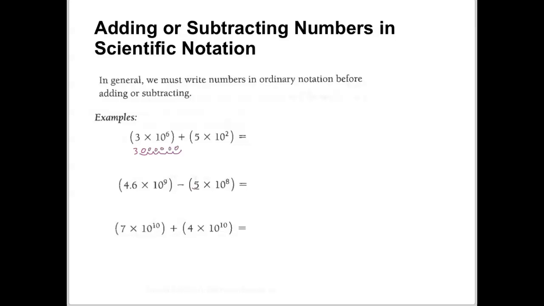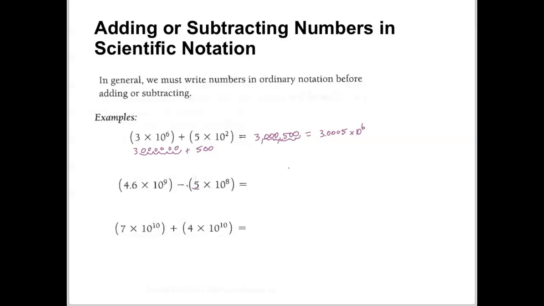Okay. So what is that? 3 million plus 5 times 10 squared is just 500. So I would get 3,500,000. And then if we wanted, we could convert that back to scientific notation, which would be 3.0005 times 10 to the 6th, because you're going to have to move that decimal back 6 places.